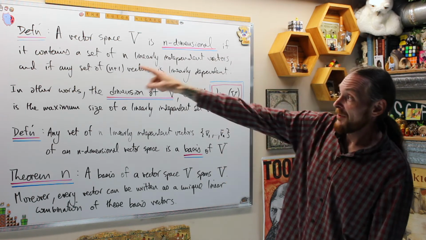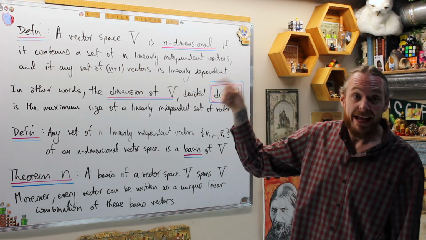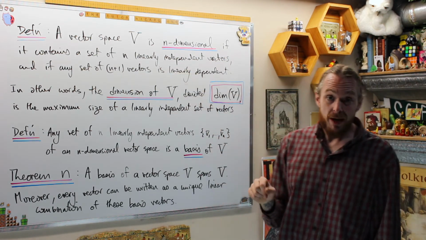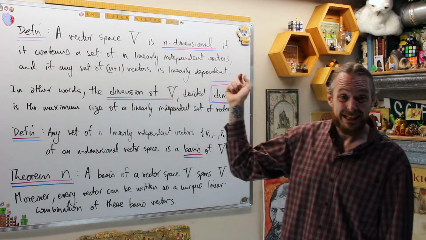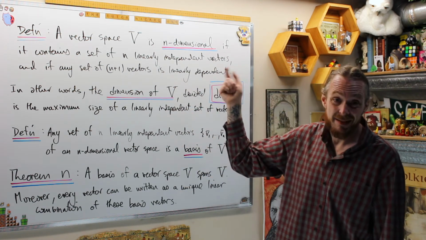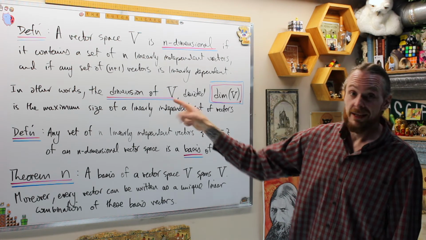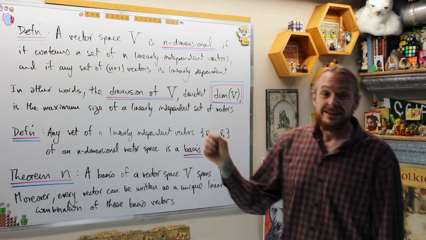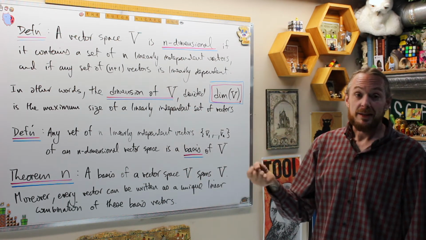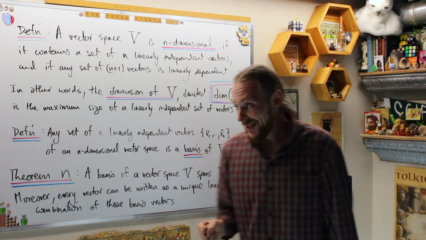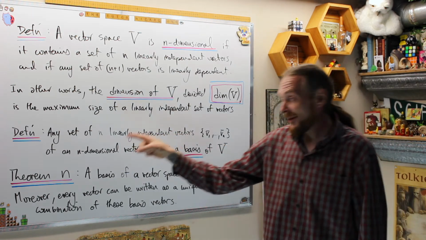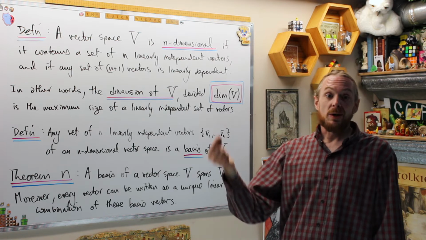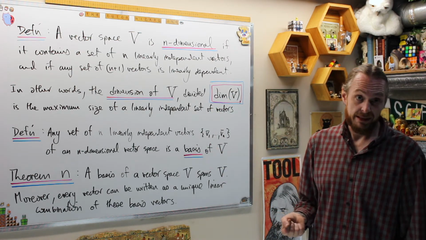What we're doing is, first of all, it must contain a set of n linearly independent vectors, and then any set of n plus 1 vectors or more has to be linearly dependent. Then we call the vector space n-dimensional. In other words, the dimension of a vector space V, denoted dim V, is the maximum size of a linearly independent set of vectors. The other definition we have now is any set of n linearly independent vectors in an n-dimensional vector space is what we call a basis of that vector space.